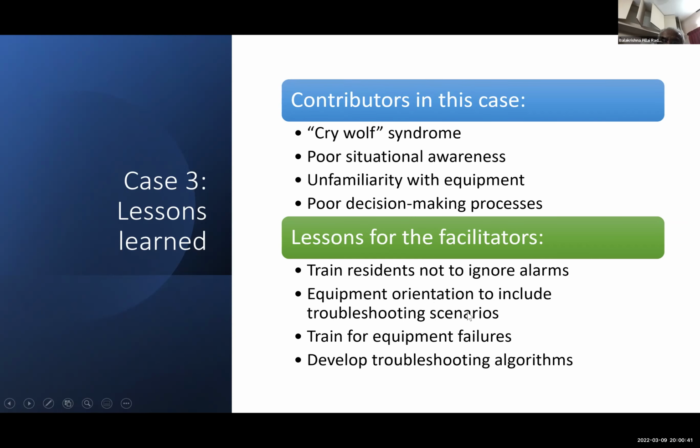And give some troubleshooting scenarios so that they become more familiar with the equipment, like this one. Give them a soda lime disconnect, give them a circuit disconnect or a block, something, so that they know how to tackle that. And you must train them for equipment failures. And again, you must have a troubleshooting algorithm for equipment failure as well.